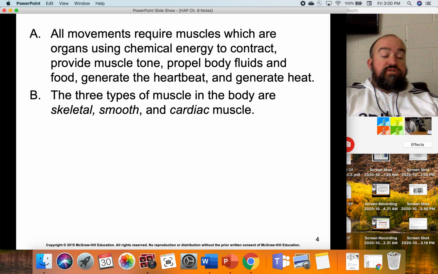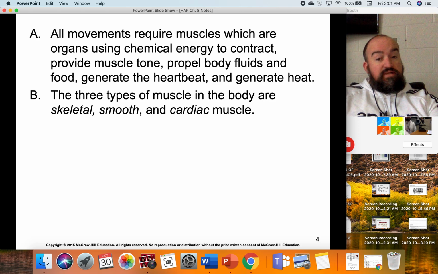Three types of muscle tissue. We saw this in Chapter 5: skeletal, smooth, cardiac. Remember, skeletal is striated and it's voluntary. Smooth muscle is not striated and it's involuntary. And cardiac muscle is striated, involuntary, and it has intercalated discs that connect the cells.